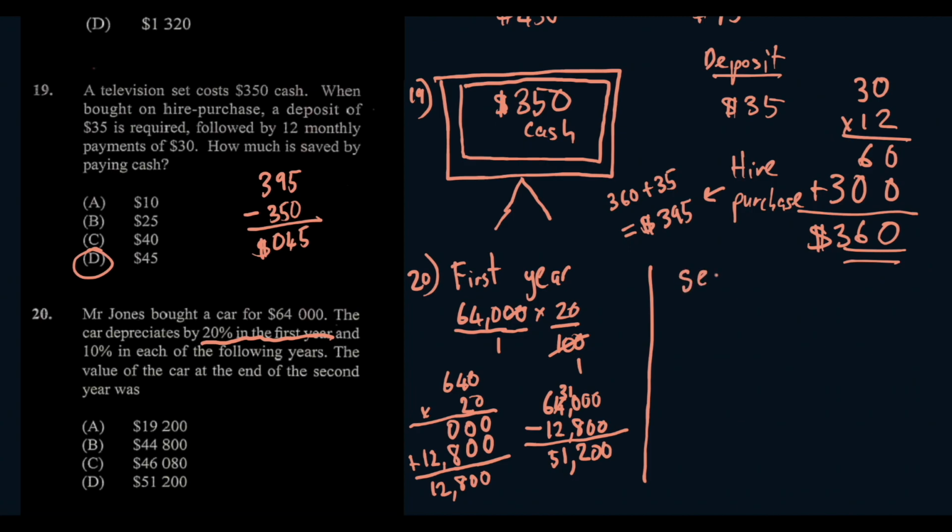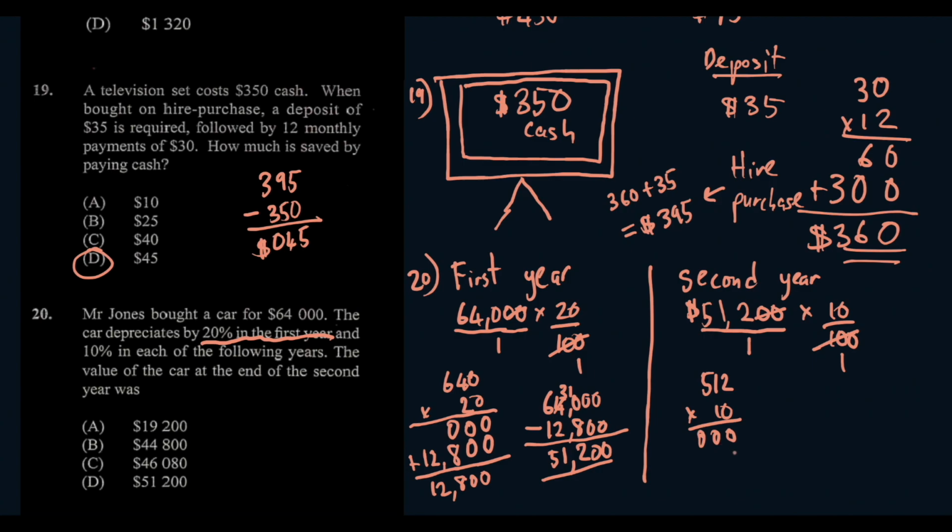Now what would be the value at the end of the second year? For the second year, the decrease is going to be 10% of the current value. Our current value is now 51,200, so we multiply this by 10%. 100 into itself goes once, and 100 into this goes 512 times. So then we have 512 times 10, which is 0 times 0 times 0. 1 times 2 is 2, 1 times 1 is 1, 1 times 5 is 5. Once we add this, we know that it's 5,120.